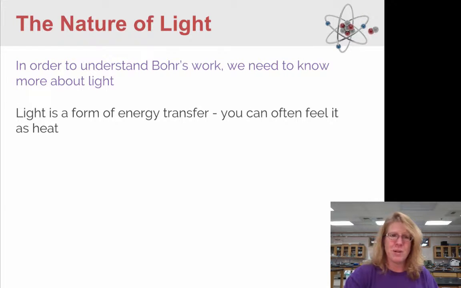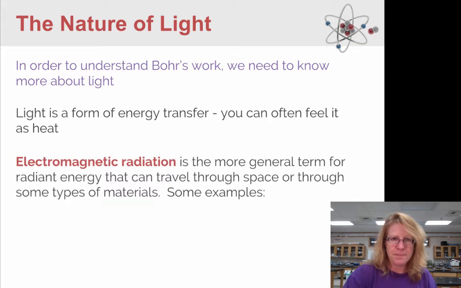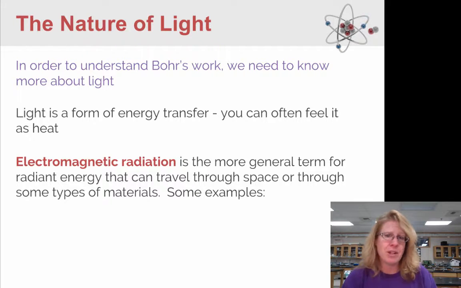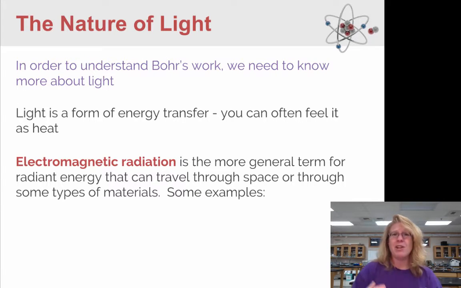It's energy transfer. You feel energy transfer a lot of times in terms of heat. Like if I hold my hands up to light bulbs, you can feel that warmth coming off of them. The more general term for light is electromagnetic radiation. It sounds scarier when you say that. We usually abbreviate it as EM radiation. This is radiant energy, energy that can travel through space, and that can sometimes travel through certain types of material like glass and water, right? And it does transfer energy from one place to another.